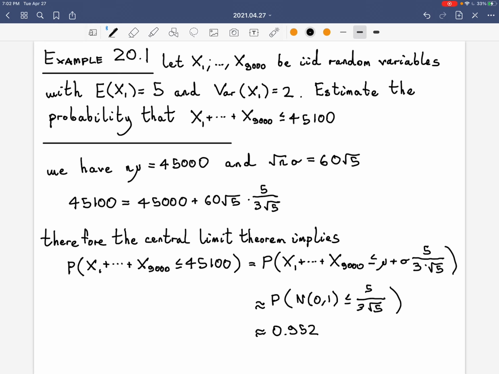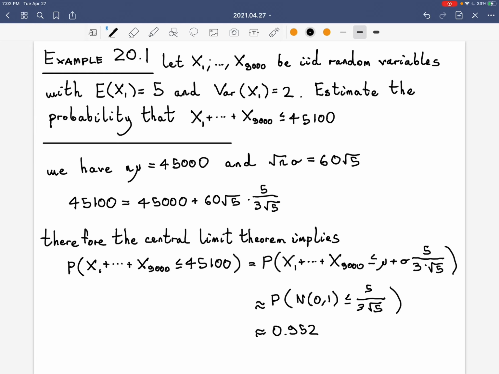So when we have these independent, identically distributed copies, we know that we can apply the central limit theorem. And so we're asked to estimate the probability that the sum of these 9,000 independent, identically distributed random variables is less than or equal to 45,100.